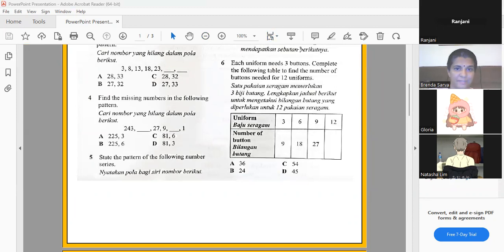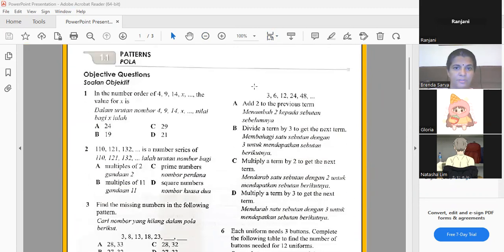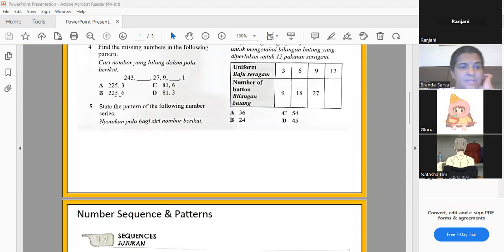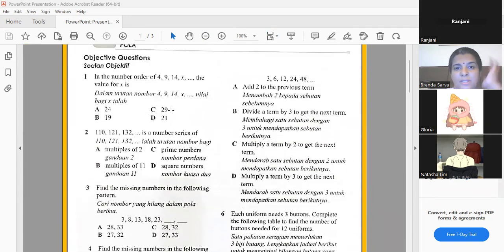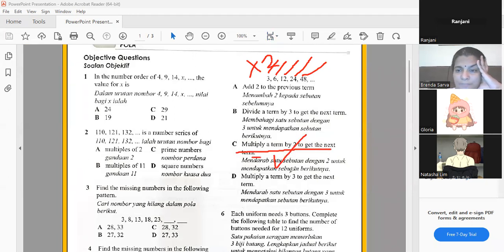Okay, number 5 now. Number 5, state the pattern of the following number series. Okay, the series is on the other hand side. 3, 6, 12, 24, 48. Obviously, you can see this is multiplied by 2. So thank you. Multiply a term by 2 to get to the next term. Well done, Gloria. Did you all get that? Natasha? Natasha?